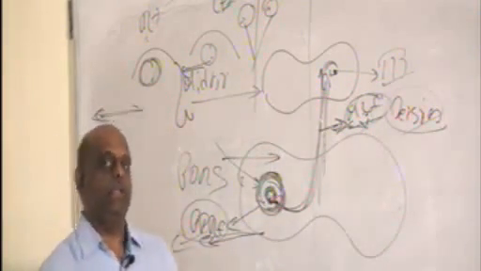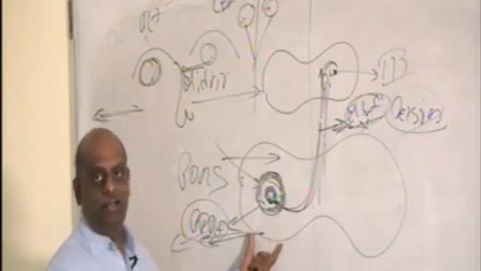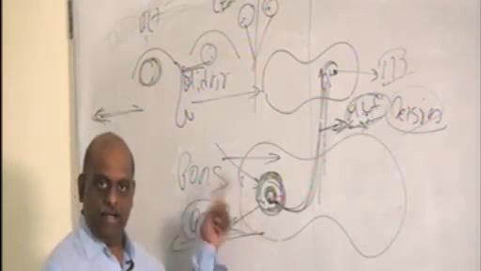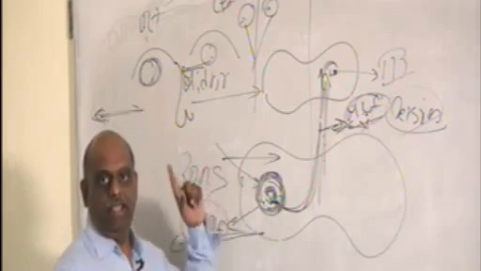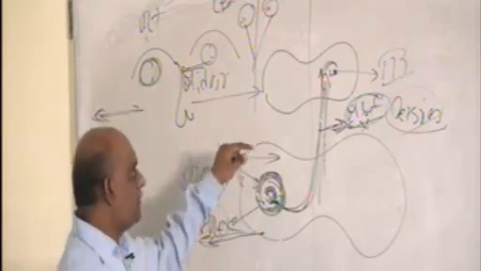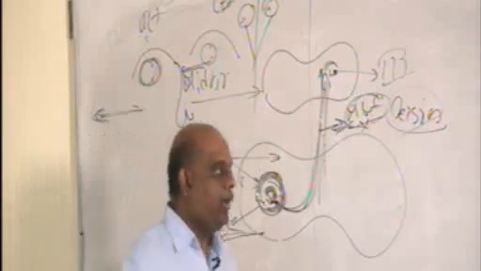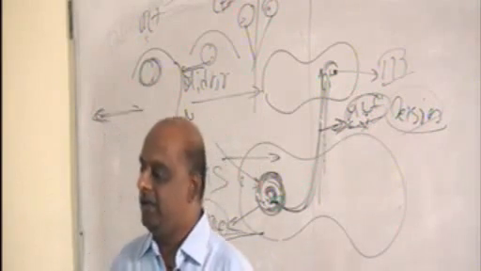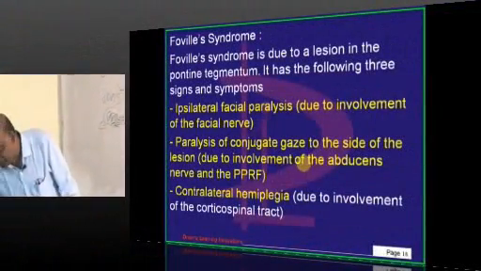So Foville is a combination of what? Problem in the pons. That is the reason, the pontine reticular formation is leading to internuclear ophthalmoplegia along with seventh nerve palsy, because it is this pons where the seventh nerve is there, along with contralateral hemiplegia. The combination is what you basically come across.